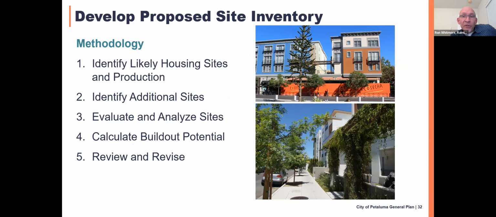We know there's a lot of interest, so I'm going to talk through at a high level and really quickly the 5 steps in the methodology. First, we identify likely housing sites in production, then look for additional opportunity sites for housing. We evaluate those sites, see where we're at in terms of projected build out relative to the RHNA, and then repeat as needed to confirm the city has adequate capacity.